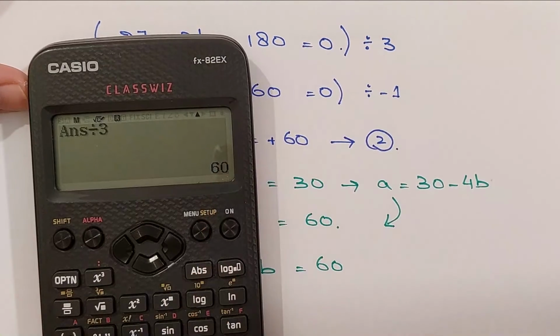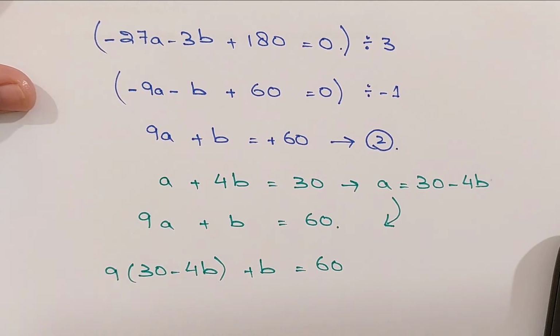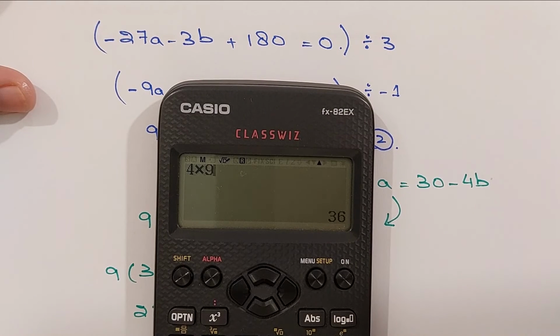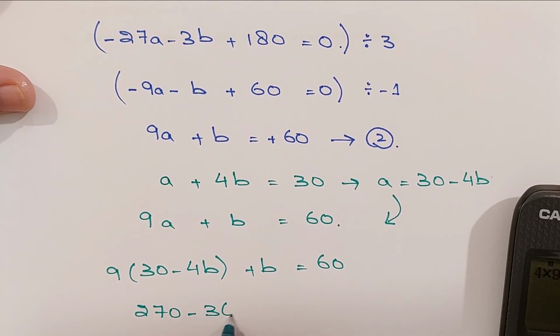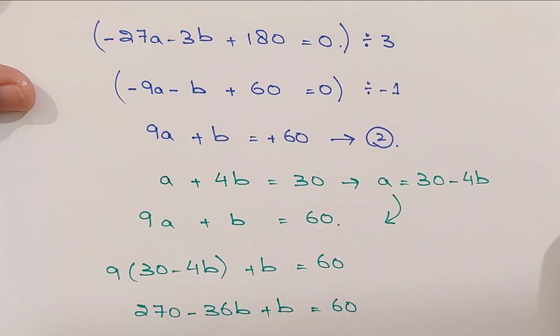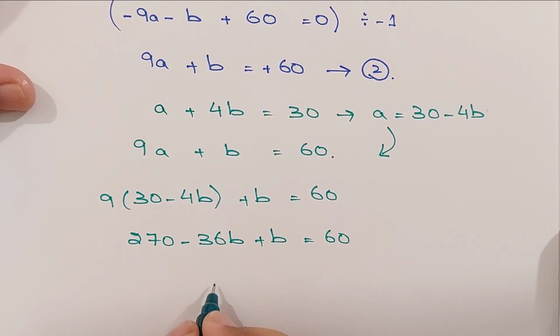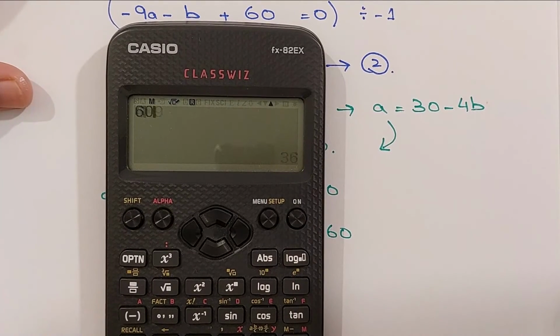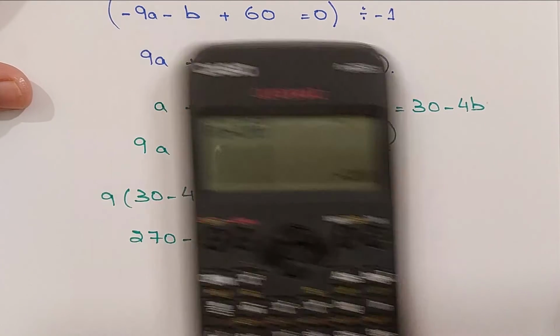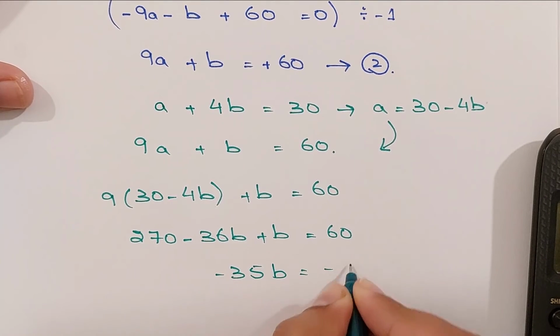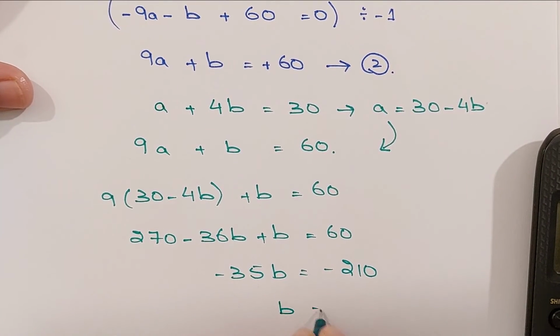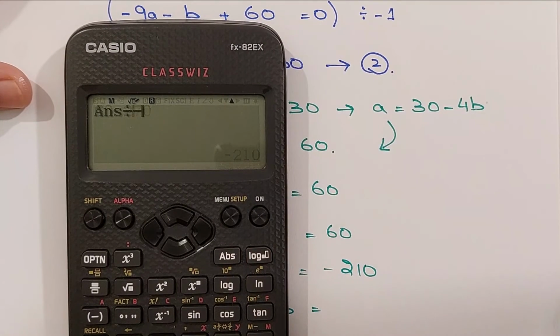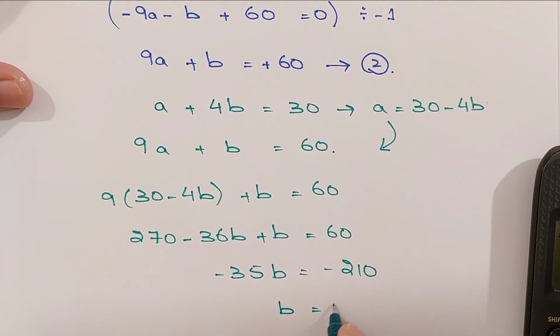So 9 times 30 is 270, minus 4 times 9, 36, b plus b equals 60. Minus 36b plus b is minus 35b. This is equal to 60 minus 270. 60 minus 270 is minus 210. And the b value is minus 210 divided by negative 35, which is equal to 6.